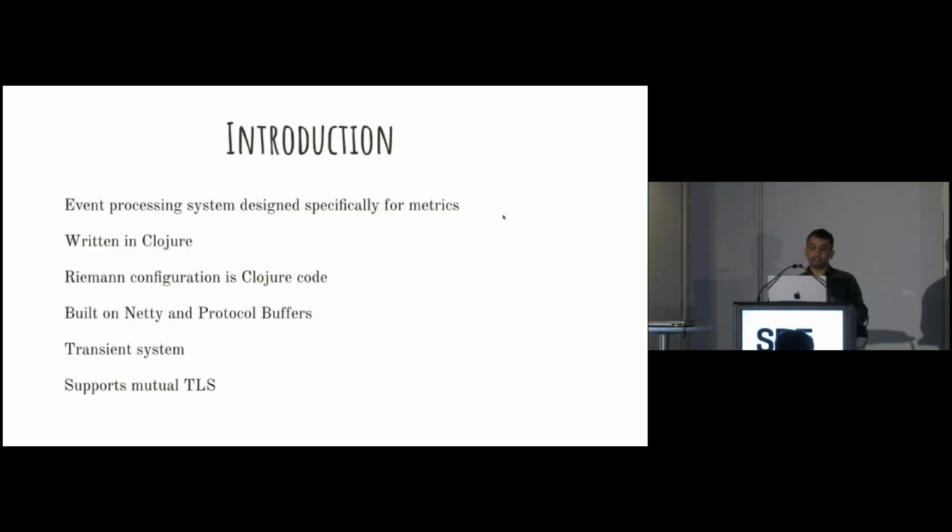Riemann is basically an event processing system designed specifically for a particular domain. The domain here is metrics. It's built in Clojure. For those who don't know, Clojure is a Lisp dialect built on top of the JVM. One of the very neat features of Riemann is that its configuration is actually Clojure code. And this brings a lot of advantages which are not present in other monitoring systems, I would say. We will look more into it in coming slides.